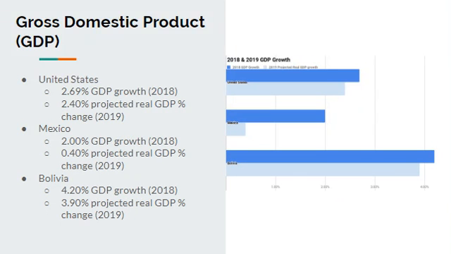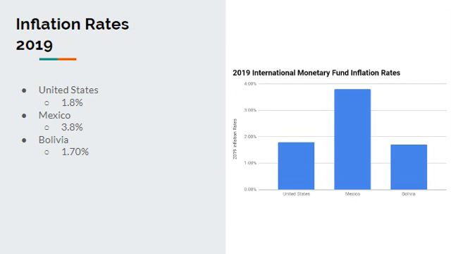Out of the 3 countries, Bolivia experiences the highest growth rates in gross domestic product and the projected real GDP percent change. GDP is used to evaluate a country's economic health and its growth rate. Bolivia also has the lowest inflation rates, and lower inflation rates can carry lower interest rates and can be beneficial to people to reduce high debt loads. On the other hand, a high inflation rate is harmful to an economy because it increases costs and unemployment.